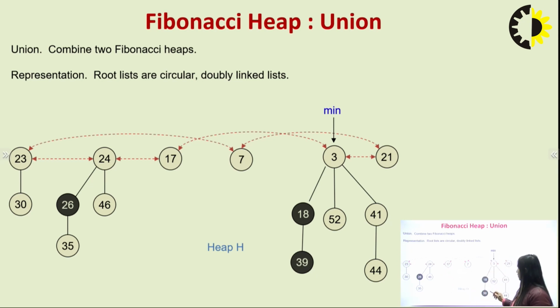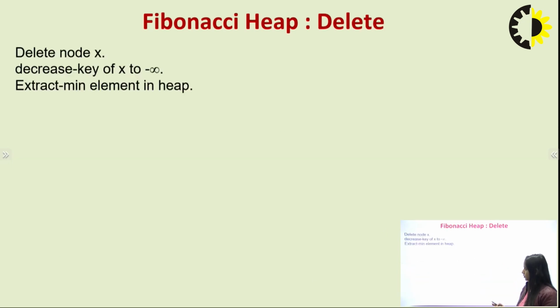Now, after the combination of these two heaps, we just need to recognize the minimum key. In the whole root list, only this one is the minimum key, 3. So we make a pointer towards this node. This is how we make a union in the Fibonacci heap, which is very simple, right?